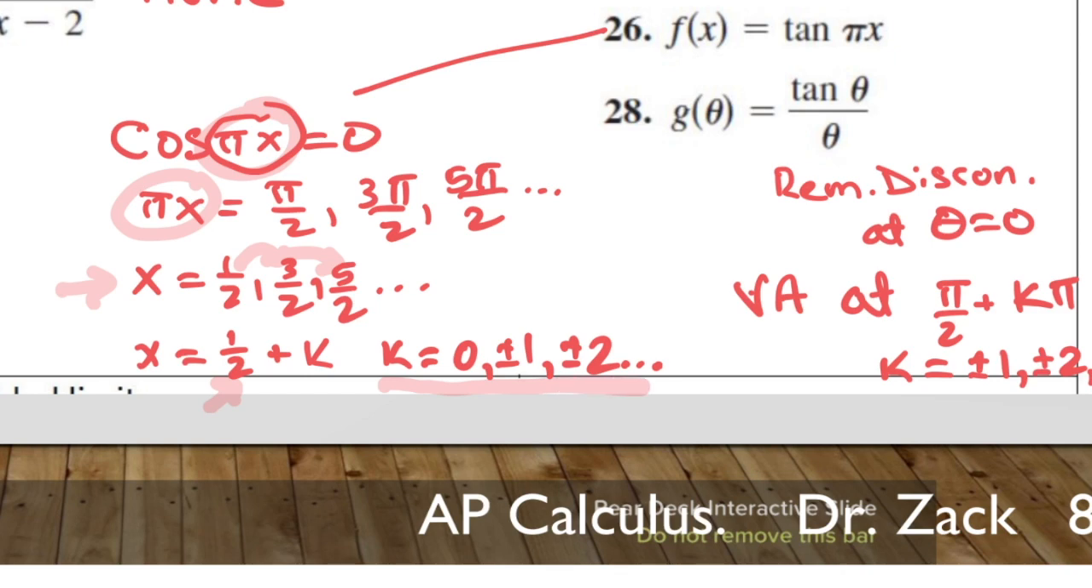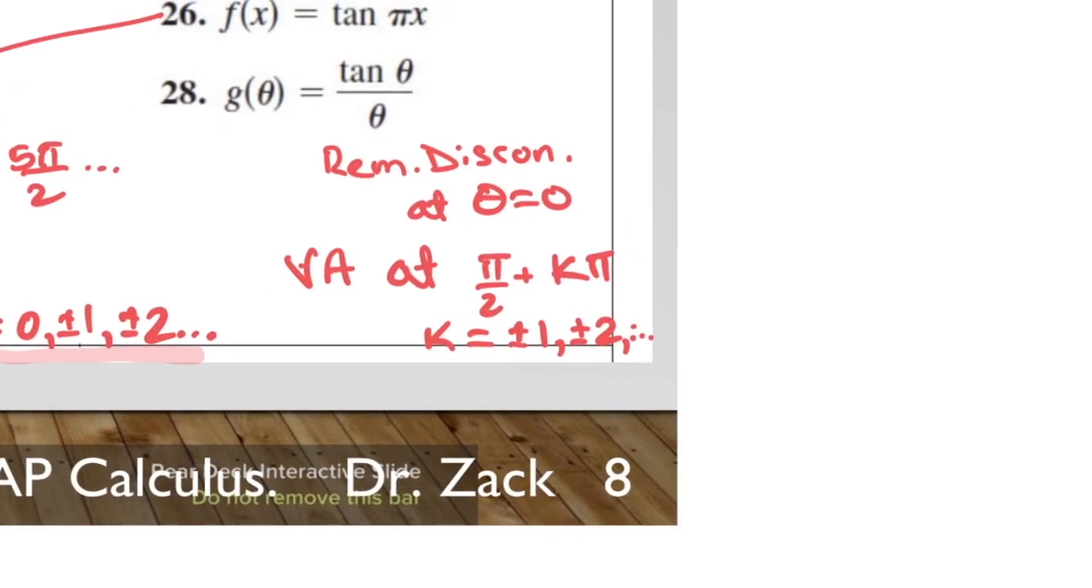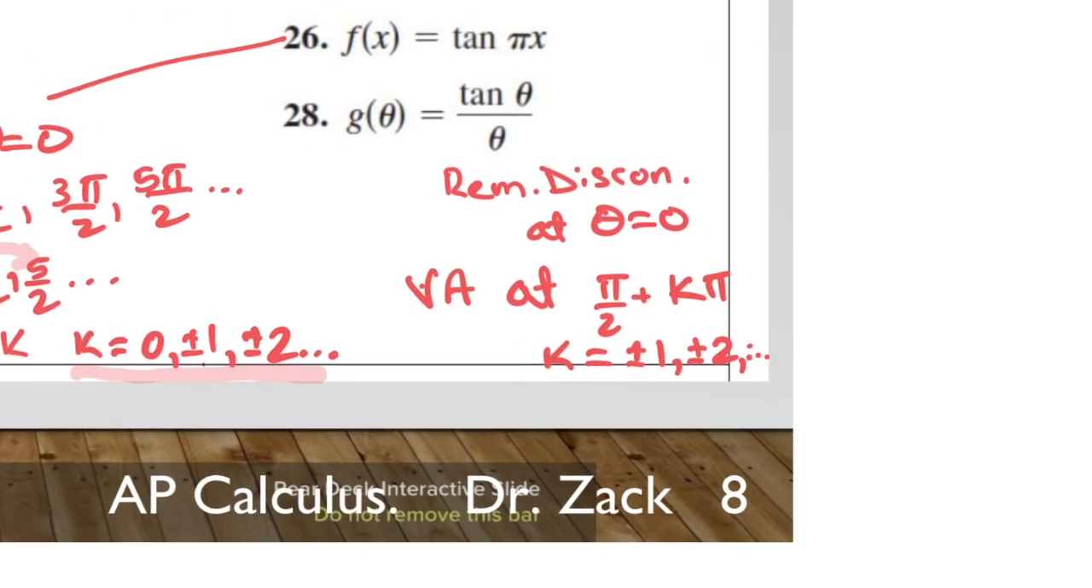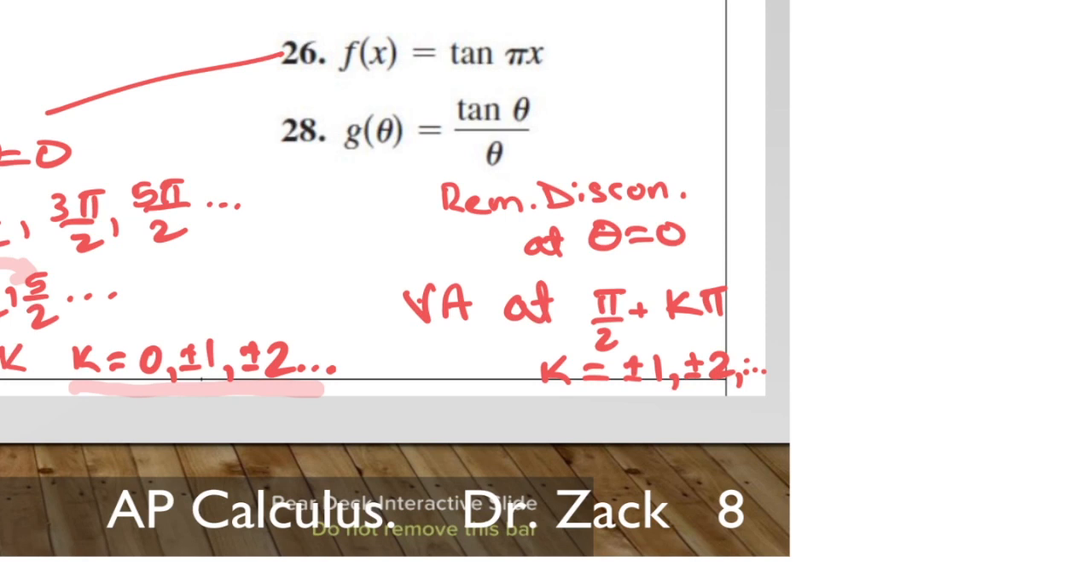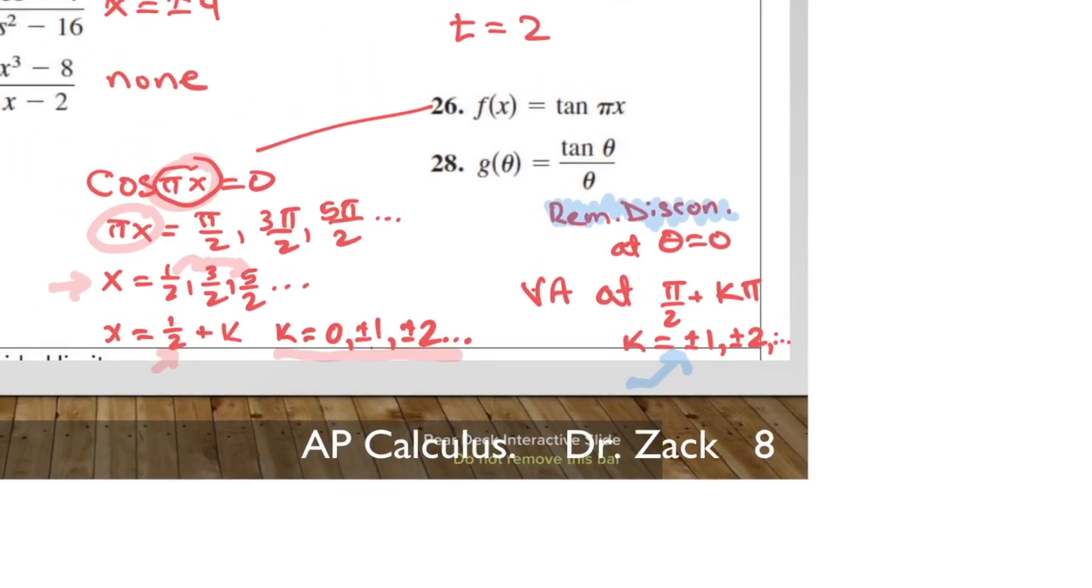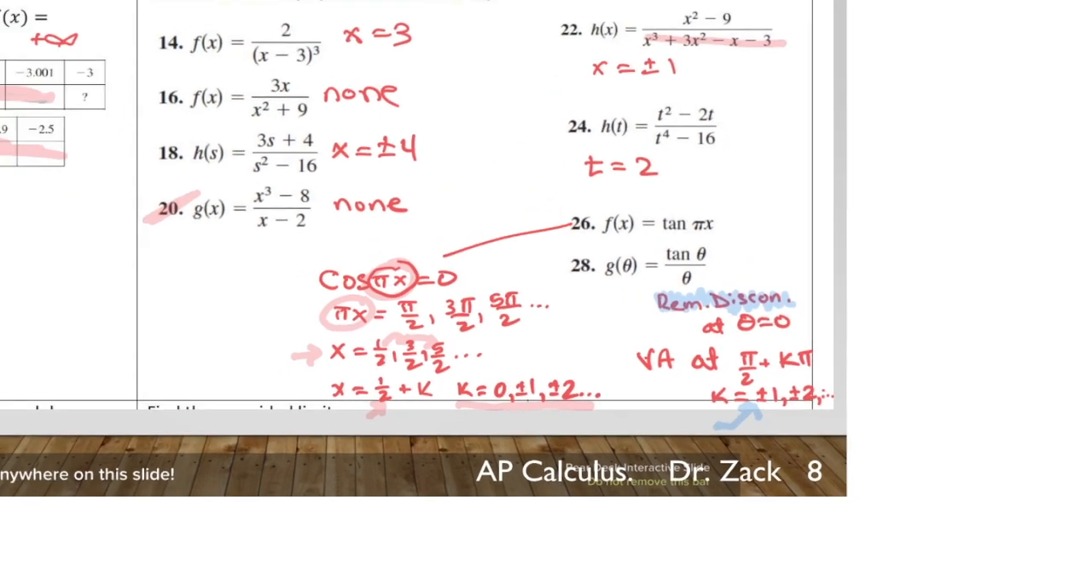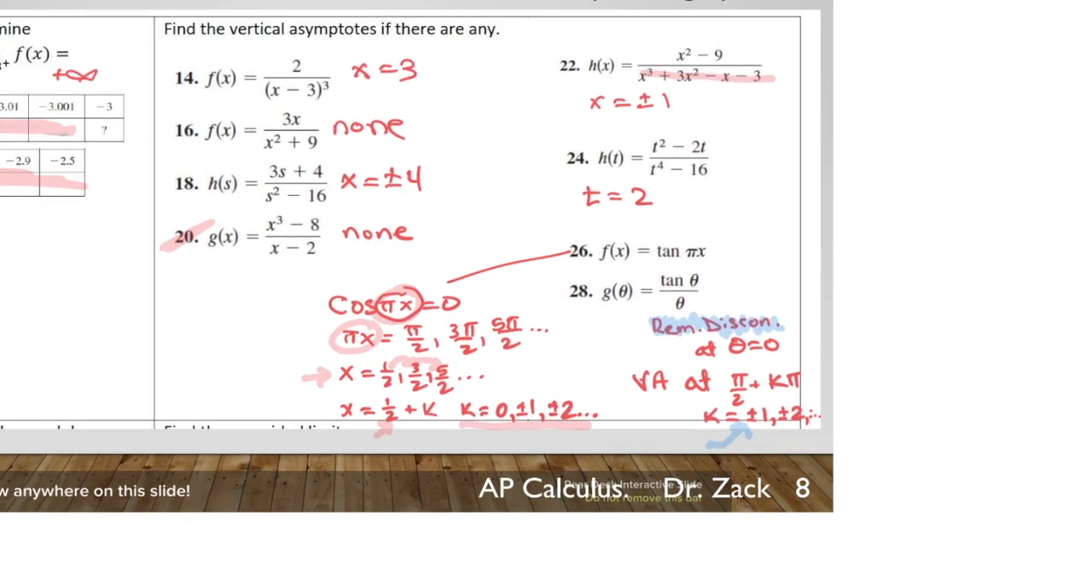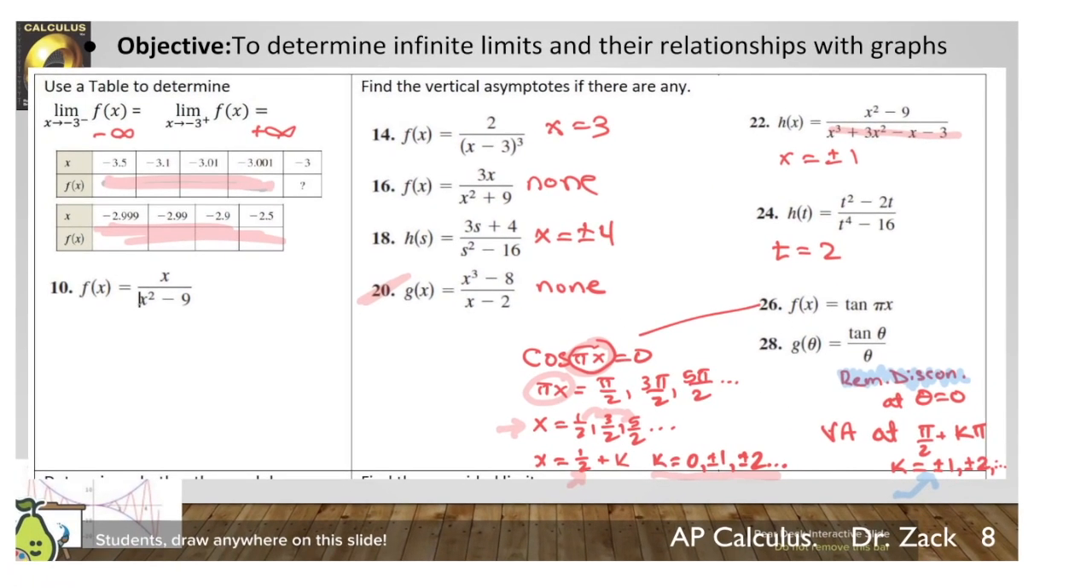Now, 28, that is a sneaky little problem. It follows the same idea of what's going on with number 26, but it has a removable discontinuity. You were not fooled. You knew not to include 0 in your k values because 0 actually has an answer. Remember, the limit will go to 1. So it's a removable discontinuity, therefore it is not a vertical asymptote. Excellent work on that. You guys are doing a great job.